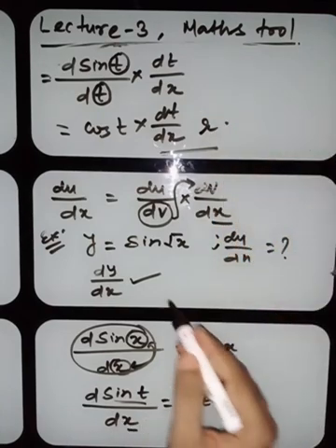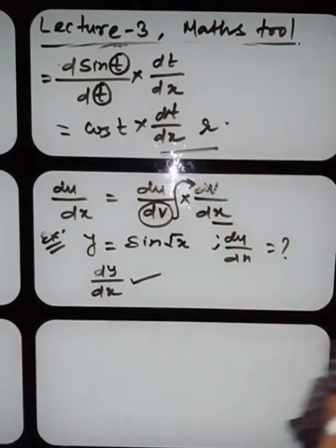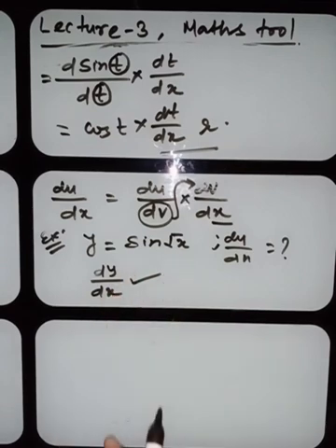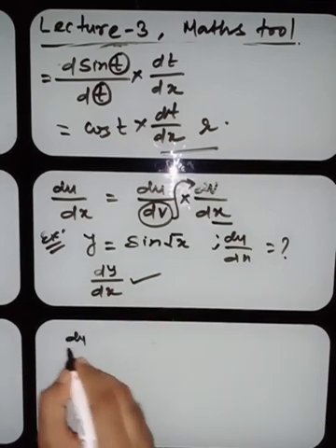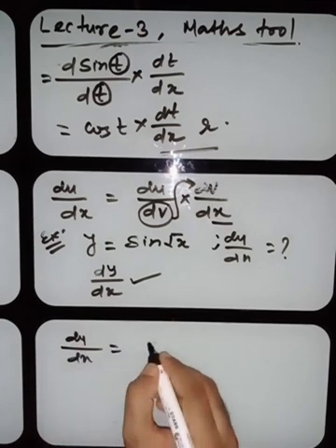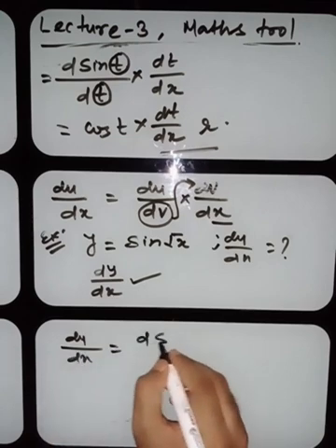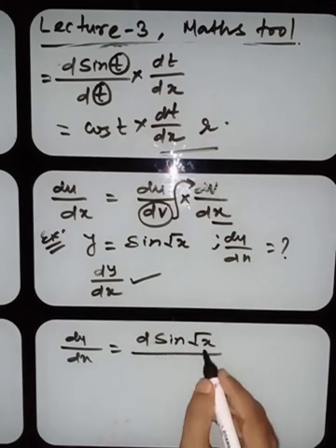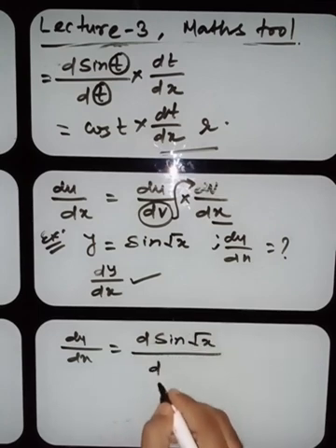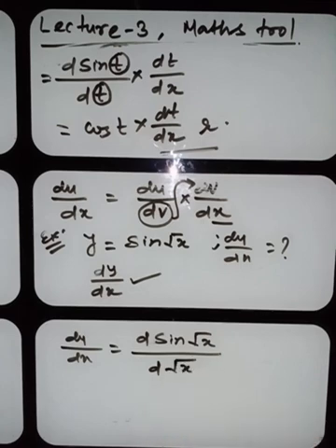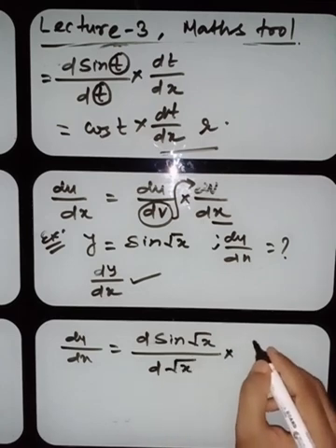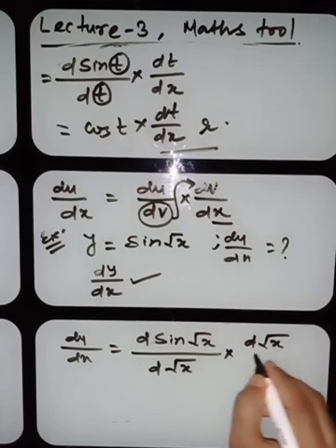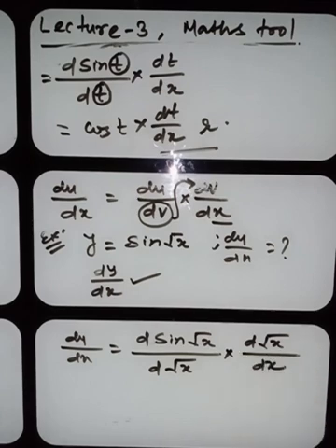Now what will be the answer of this question? Look at here carefully. What will be the answer of this question? So dy by dx, my dear students, look carefully. d sine root x, very good. But we cannot differentiate with respect to x, so we will write d root x, into d root x by dx.